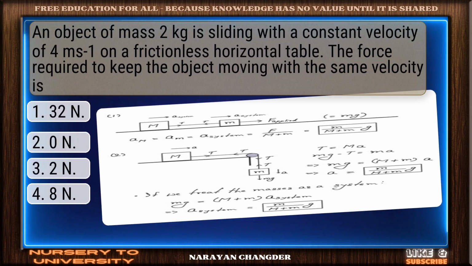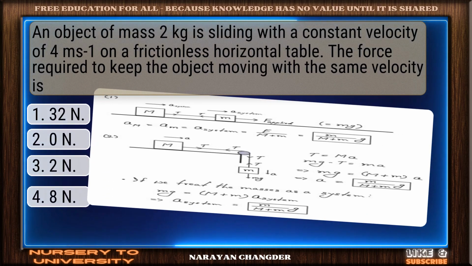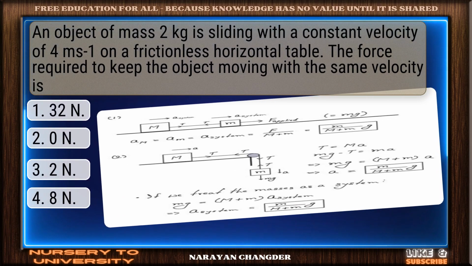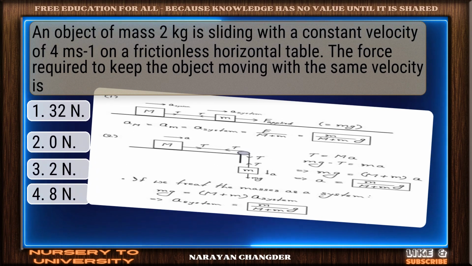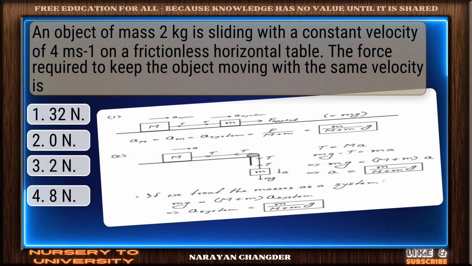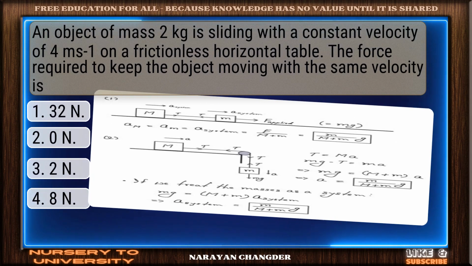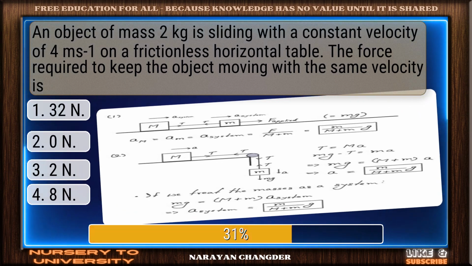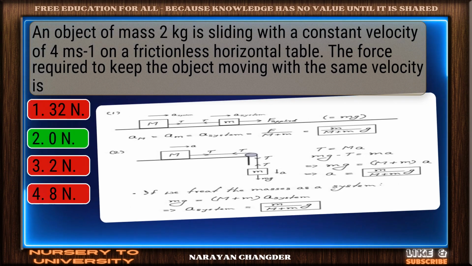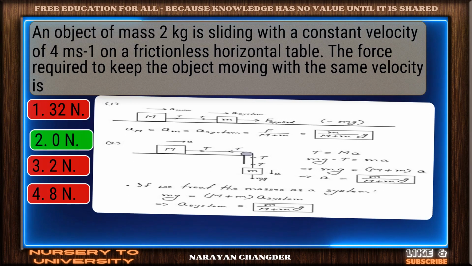Question number 24. An object of mass 2 kg is sliding with a constant velocity of 4 m/s on a frictionless horizontal table. The force required to keep the object moving with the same velocity is... Solid response. Zero N is a valid choice.